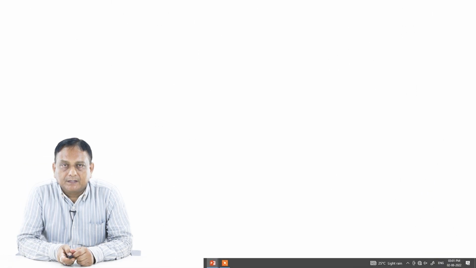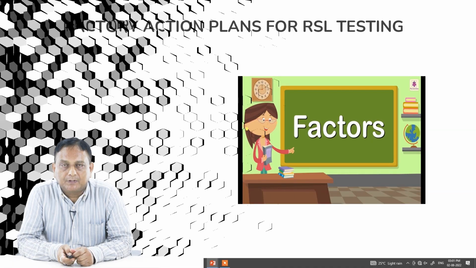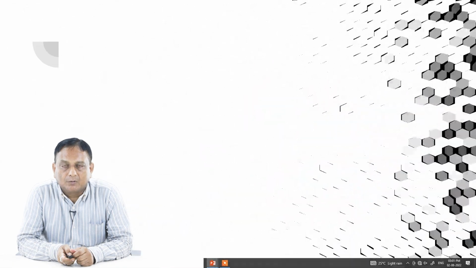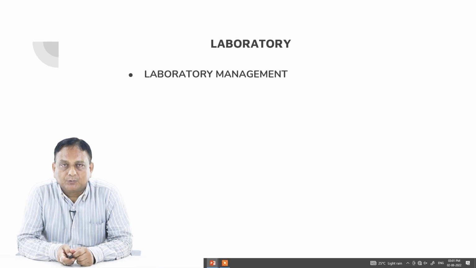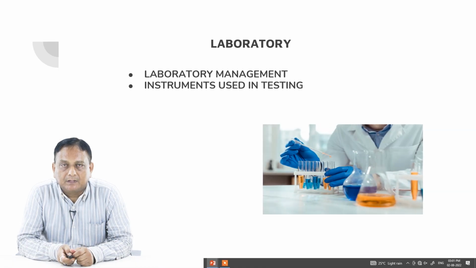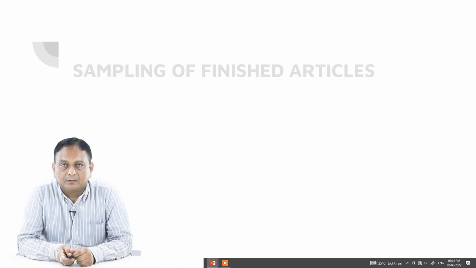So in a smart testing plan, we have seen that different materials are used. Factory action plan also is very, very important. What are the factors involved in this testing plan that the factory has to judge? Laboratory is very, very important. Laboratory management system, equipment must be available in the laboratory. Then only this testing can be possible.